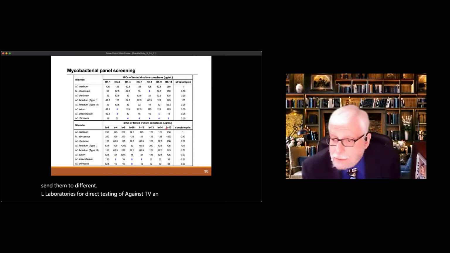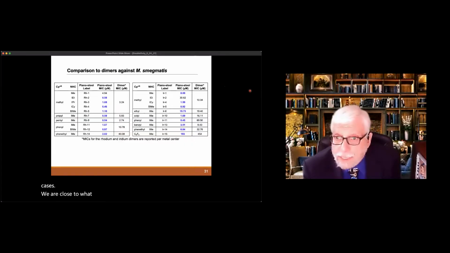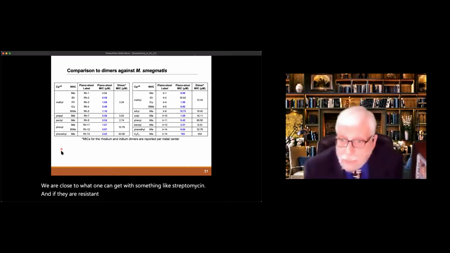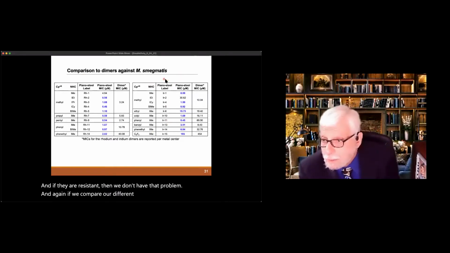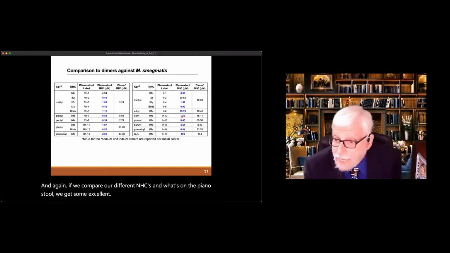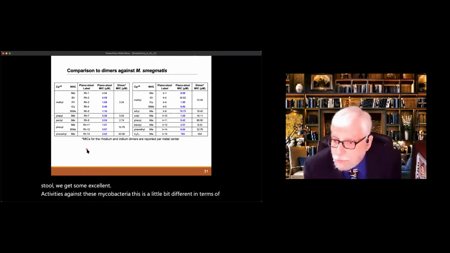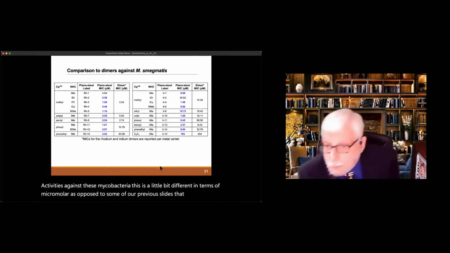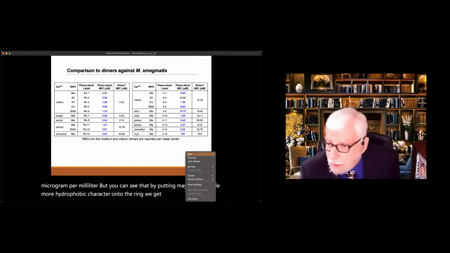And we can see that in many cases, we are close to what one can get with something like streptomycin. And if they are resistant, then we don't have that problem. And again, if we compare our different NHCs and what's on the piano stool, we get some excellent activities against these mycobacteria. This is a little bit different in terms of micromolar as opposed to some of our previous slides that were microgram per milliliter. But you can see that by putting maybe just a little more hydrophobic character onto the ring, we get better activity, lower being better.